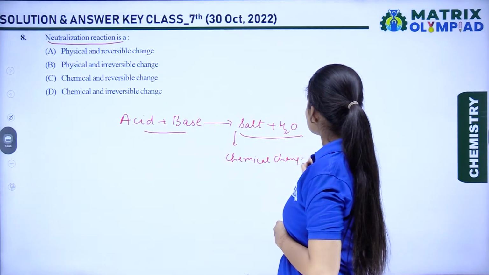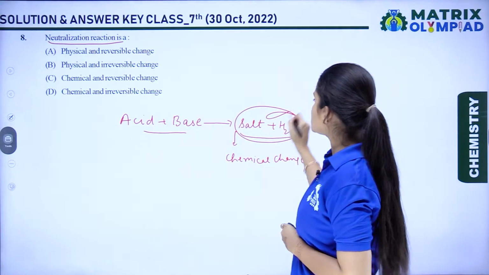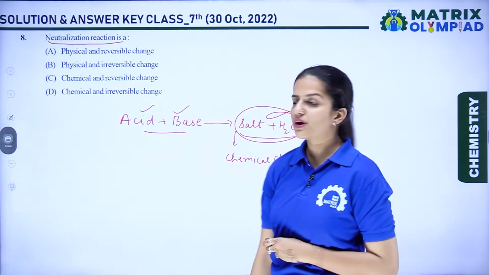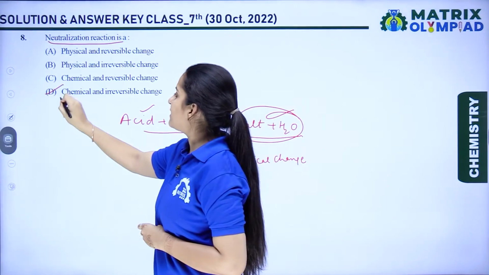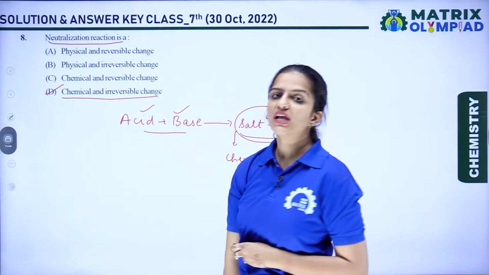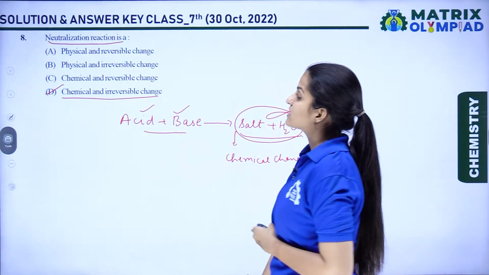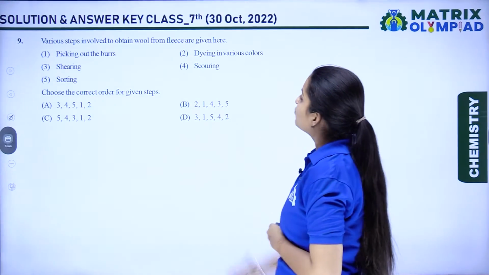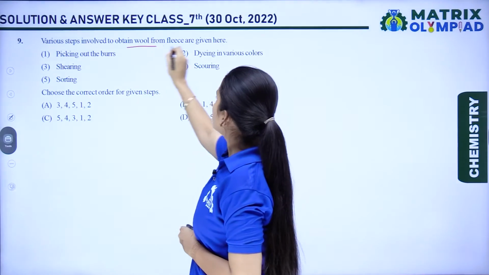And in the product side, salt and water are formed, which cannot be converted into acid and base, so it is irreversible. So here option D is correct, chemical and irreversible change. Next question is, various steps involved to obtain wool from fleece are given here.